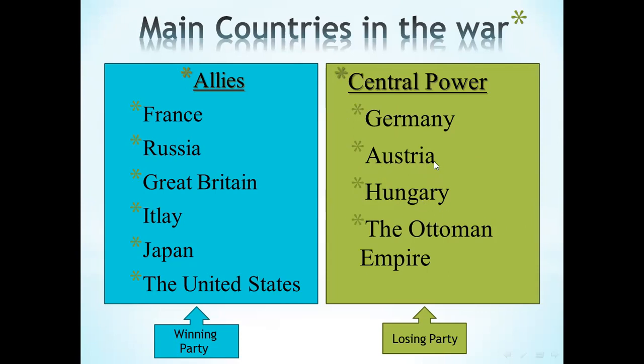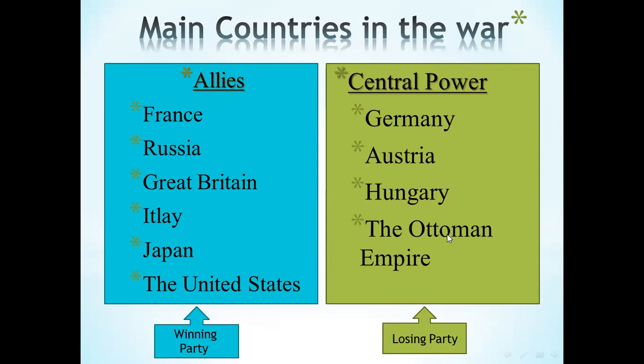In the past, when the war started, Austria and Hungary were actually only one country, both of them. But now, after the war, they divided from each other, and each became an independent country. So when the war started, they were only one country. Now remember, we have Germany, Austria-Hungary, and we have the Ottoman Empire.